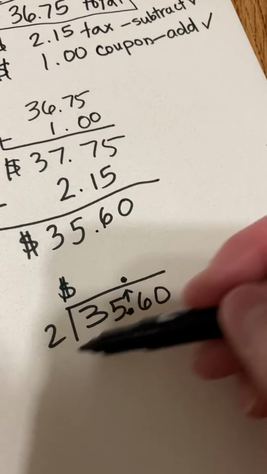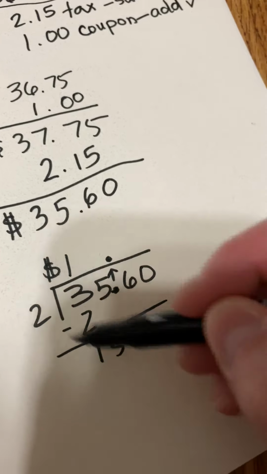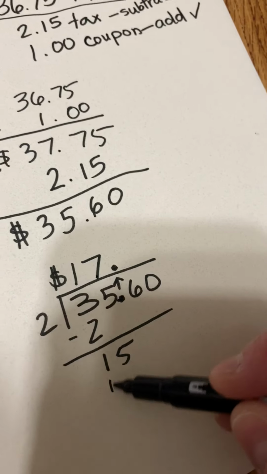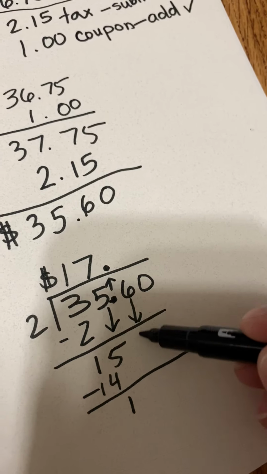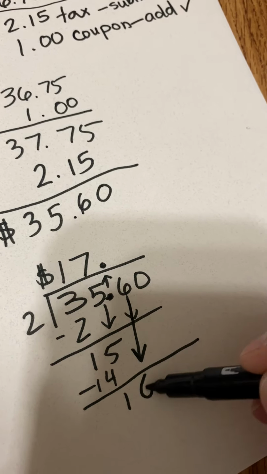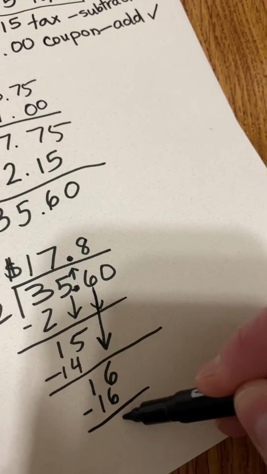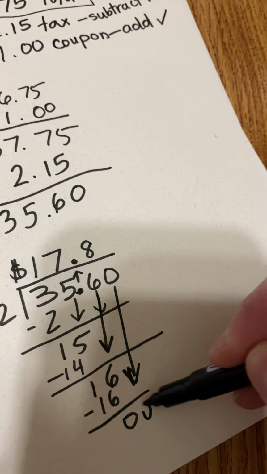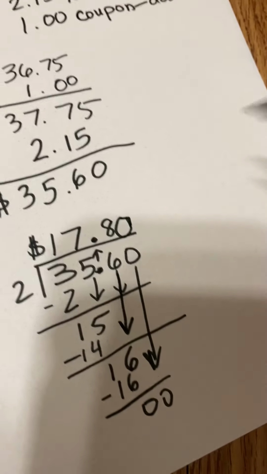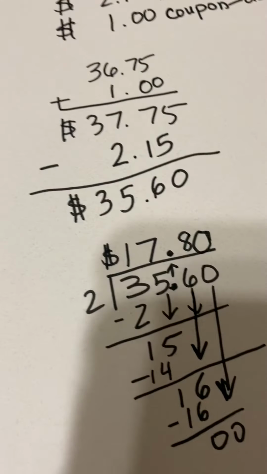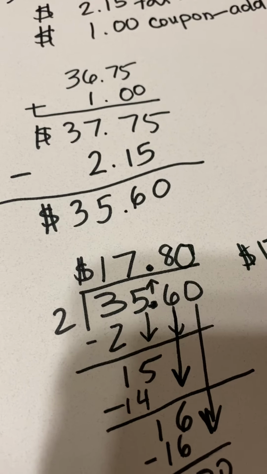I am going to put up my dollar sign. 2 goes into 3 once. 15. 2 into 15 is what, 7? 7 times 2 is 14. I'm going to bring down 6. 2 into 16 is 8. 8 times 2 is 16, which leaves me with 0. And then I have to put something above the 0, and since everything works out, you should come out to $17.80 a DVD.